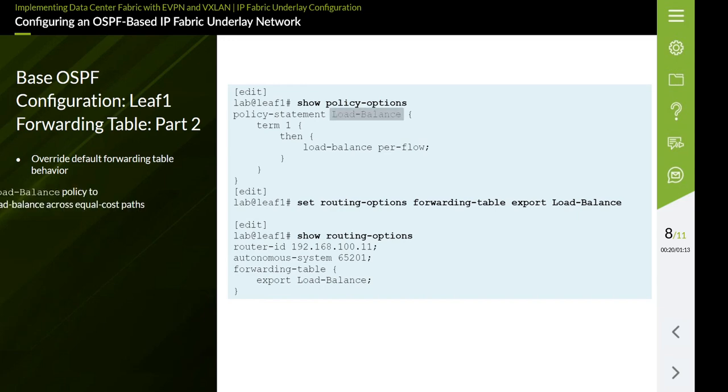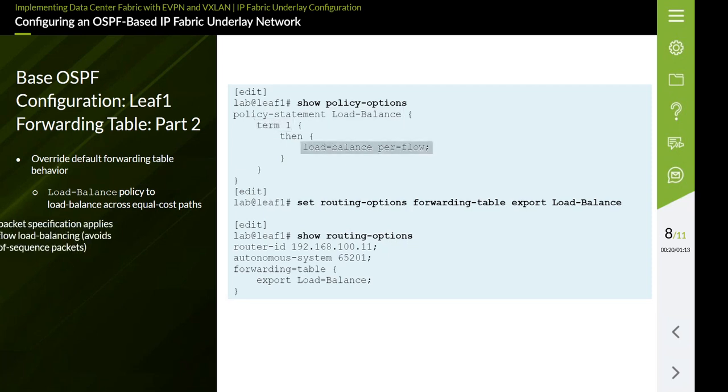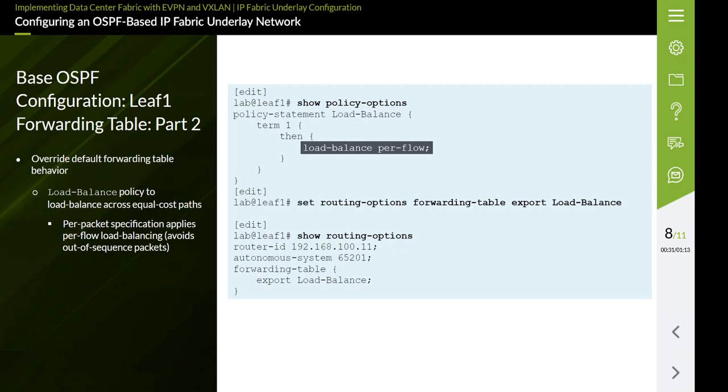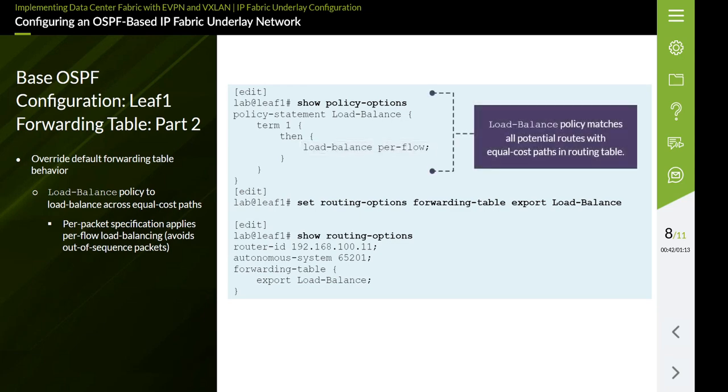The policy load-balance has a single term named term 1, which has an action of load-balance per-flow. Note that there is no from statement in the term. The absence of a from statement indicates that the policy will match any route without any conditions. This policy will match any route in the routing table, and if the route has multiple next hops, all next hops will be accepted by the policy. If more granular load balancing is required, a from statement can specify additional match parameters to select to which routes the policy will be applied.